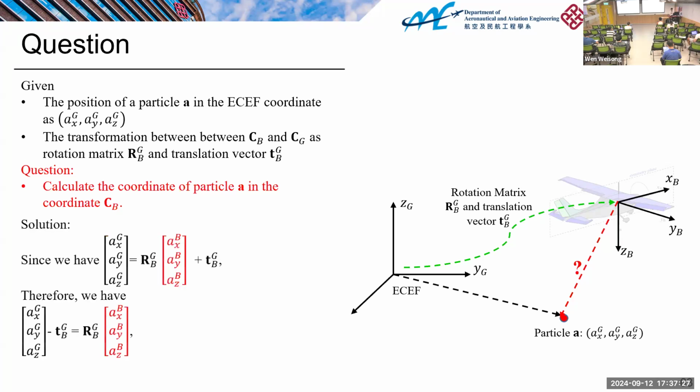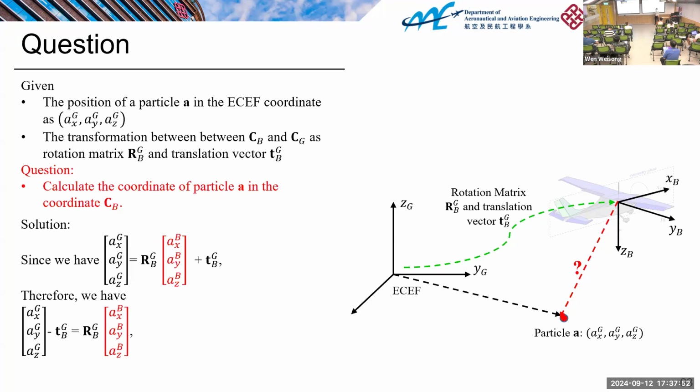Okay, so still we have similar equations. For example, AG, the position of this point in the G coordinate should equal the position in the B coordinates plus rotation first, together with the translation. So the red part is the unknowns, right? So we can just move it to the left side. Okay, we can just keep this one.